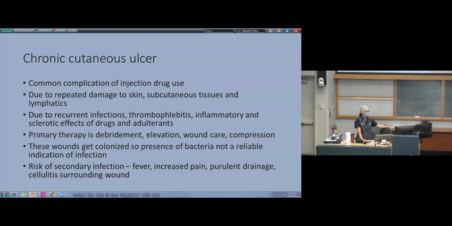If somebody has a cutaneous ulcer but they don't have infection, then the primary therapy is really just getting rid of any devitalized or necrotic tissue. So debriding, doing wound care, and if there's swelling, doing elevation and compression. These wounds are just sitting there, so they get colonized with bacteria. Bacteria live on them, but that in itself is not a reliable indication of infection. So how would you know if somebody did have a secondary infection? Well, they would have symptoms of infection. So maybe fever, or at the site of the ulcer, increased pain and purulent drainage and cellulitis surrounding the wound.